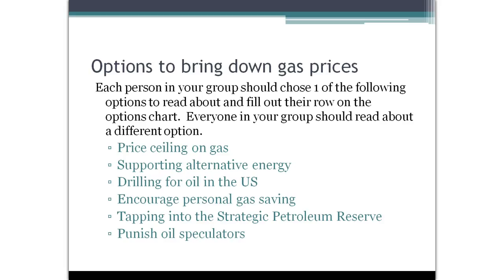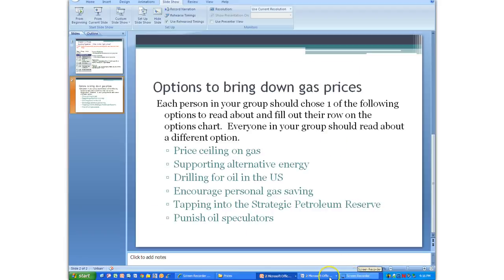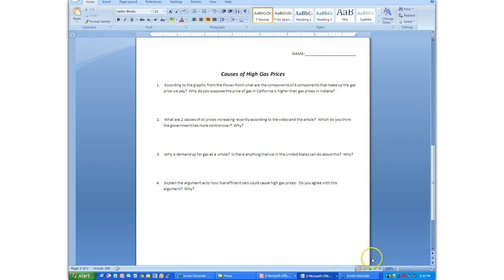And then lastly, on Friday, we talked about oil speculators. Those are the people that buy up gas with the expectation that the price of gas is going to go up. So some politicians are suggesting, why don't we just punish those oil speculators, get rid of them, try and make it difficult for them to buy up oil. So there's an article about that. Like I said, each person in your group pick a different article, a different topic that you want to read about.